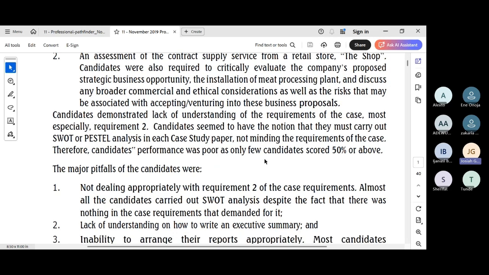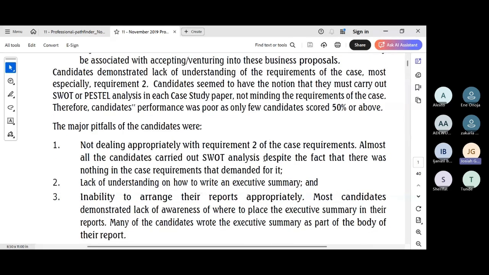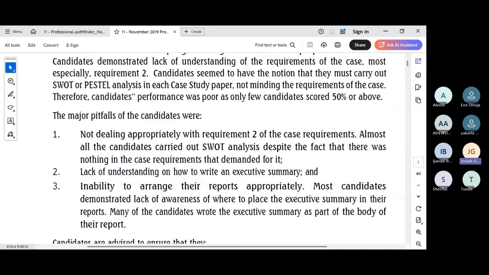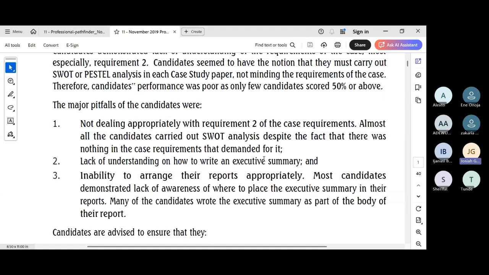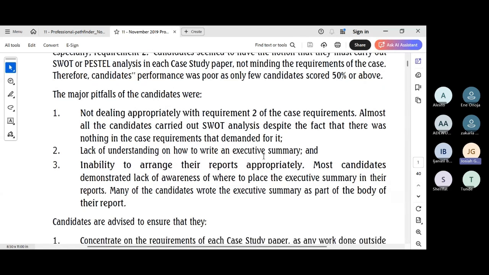Now, these are the major pitfalls. Number 1, not dealing appropriately with requirement 2 of the case requirements. Almost all candidates carried out SWOT analysis, despite the fact that there was nothing in the case requirements that demanded for it. Exactly. Number 2, lack of understanding on how to write an executive summary. And number 3, inability to arrange their reports appropriately based on the structure. This is always a challenge. Most candidates demonstrated lack of awareness of where to place the executive summary in their reports. Many of the candidates wrote the executive summary as part of the body of their report.